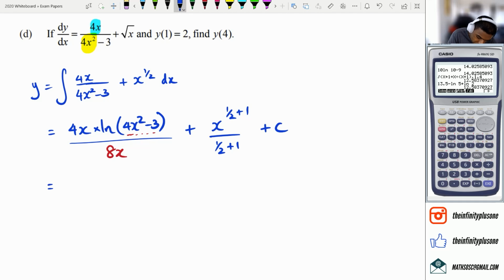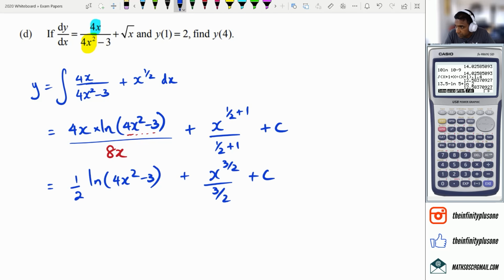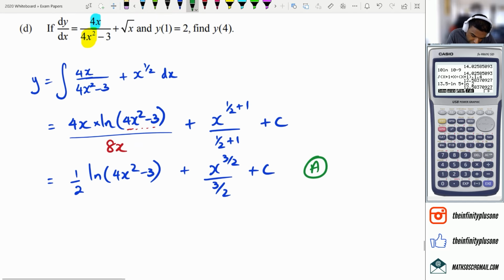So 4x over 8x is 1 over 2. So it's going to become 1 over 2 ln of 4x squared minus 3 plus x to the power of 3 over 2, over 3 over 2, plus c. So again, correct integration is going to get you an achieved. So getting up to here is going to get you an achieved.